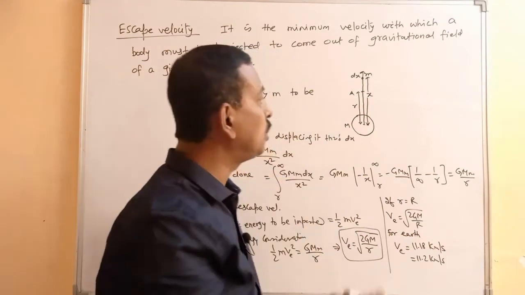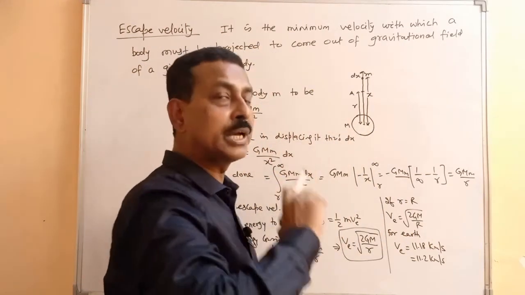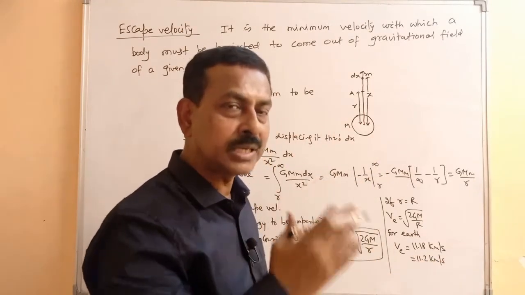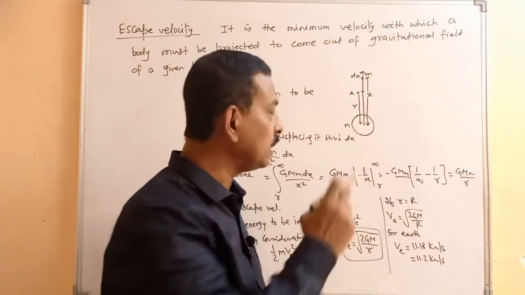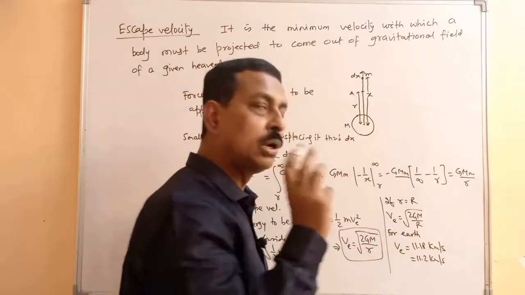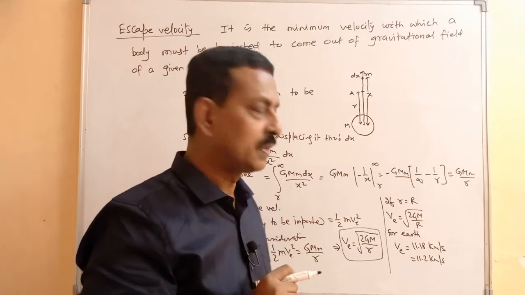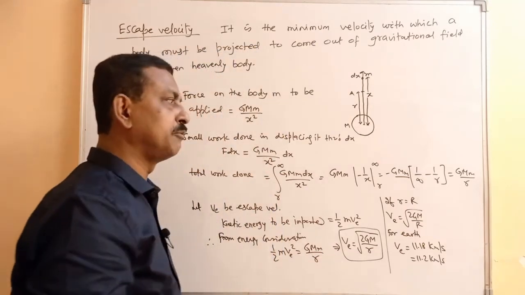Of course, it will depend upon the mass of the heavenly body from where we are throwing it, from whose gravitational field we are making it come out. So it will depend upon its mass, but not on the mass of the body which we want to throw. So this is the expression for escape velocity.